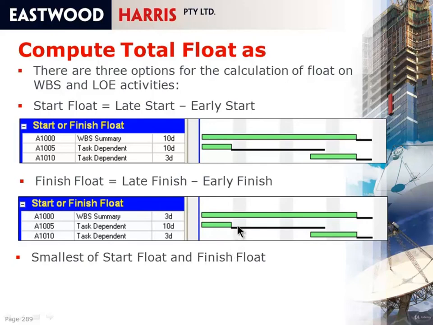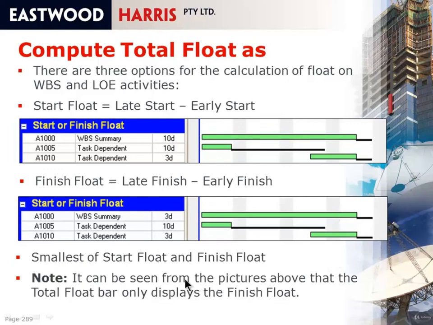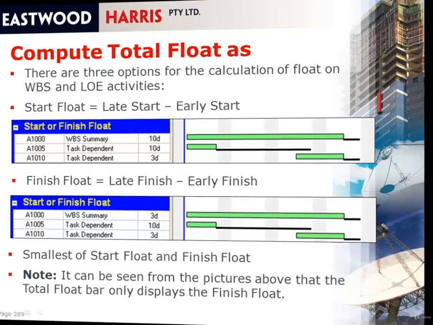The interesting thing you'll see is that the float bar here is always drawn based on the finish float and not the start float. So if you do select the start float, you'll find that although the calculation here is based on the first activity, the float here is always drawn based on the finish float. So you can see that the total float bar only displays the finish float.